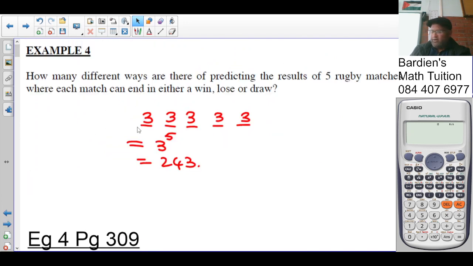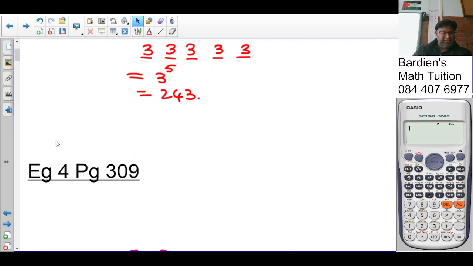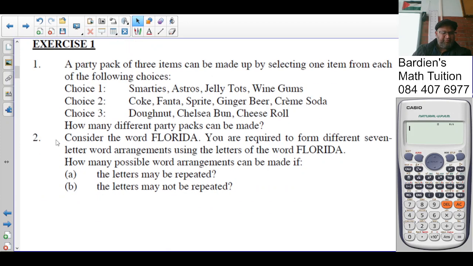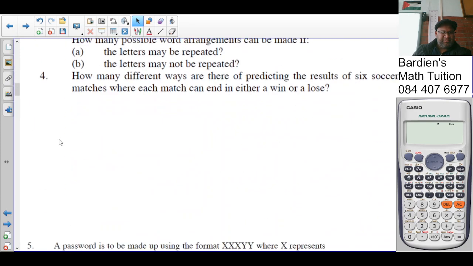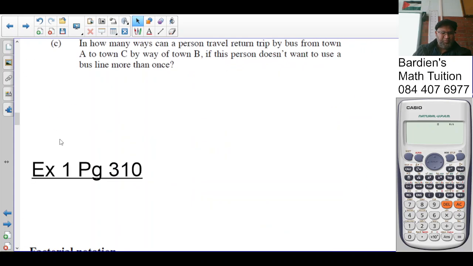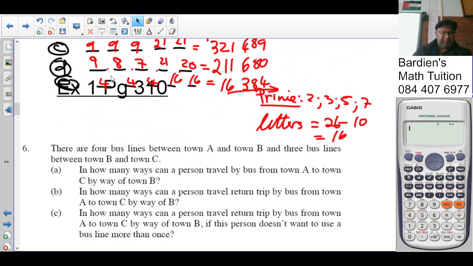So basically at this point, the homework was exercise 1 on page 310, the even numbers. Okay, so this is exercise 1 on page 310, the even numbers.